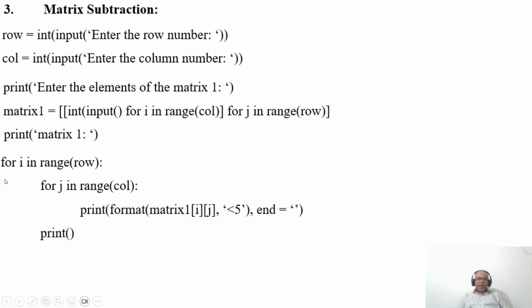J is for the column and I for the row. So naturally the I is going to be the second when it goes to the second row, and the cursor should go to the next line to print in the second row. For that I am using the print function.